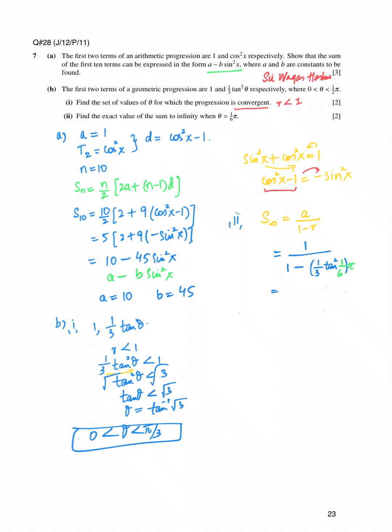Now we need to simplify this equation. It's 1 divided by 1 minus 1 over 3 times tan square of 1 over 6 pi. So we need to find the value of tan 1 over 6 pi and its square, which is equal to 0.334. Now we need to simplify the expression to find the value of S infinity. So the sum to infinity is equal to 1.124, and that is your answer.